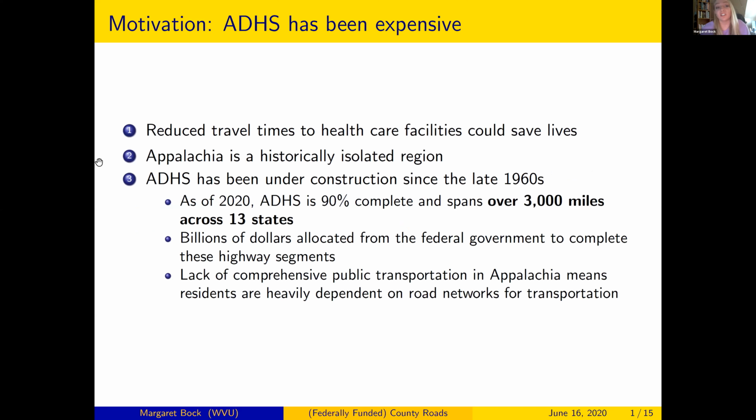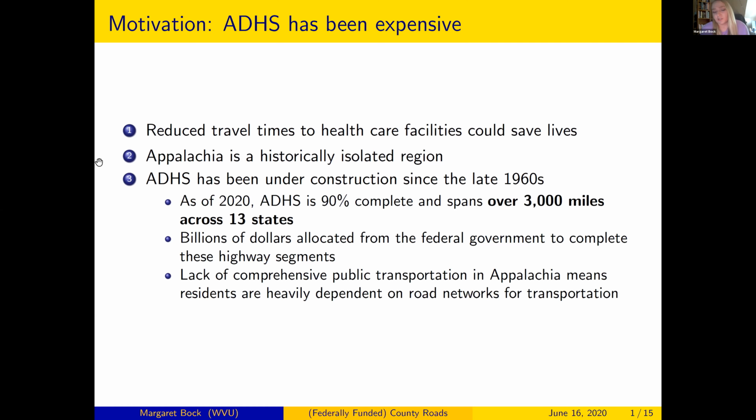So the Appalachian Development Highway System, or the ADHS, has been under construction since the late 1960s. And as of 2020, the ADHS is approximately 90% complete and spans over 3,000 miles across 13 states. Now, building roads in general isn't a cheap endeavor, particularly building roads through Appalachia. So hundreds of billions of dollars of federal funds have been allocated for seeing the completion of these highway segments.